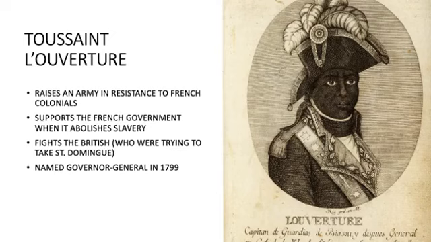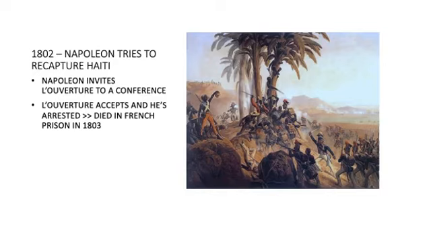With Toussaint Louverture, where he was the leader in this revolution, he is eventually named governor in 1799. We'll talk more about what he does as governor in just a second. But just to give you a brief recap of what else is happening towards the end of this revolution, in 1802, Napoleon tries to recapture Haiti. When he invades, he invites Louverture to a conference and he accepts.